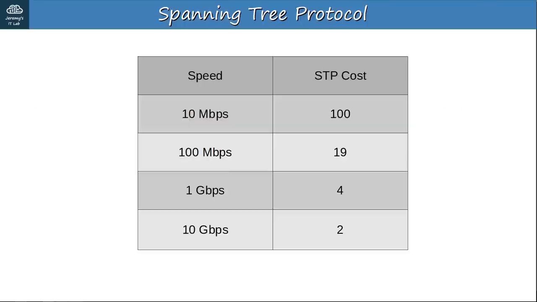A regular Ethernet interface with a speed of 10 megabits per second has a cost of 100. Fast Ethernet, 100 megabits per second, has a cost of 19. Gigabit Ethernet has a cost of 4, and 10 gigabit Ethernet has a cost of 2. Make sure you remember these path costs for the exam. Of course, there will be flashcards in the deck for this video, so use those to help you remember.